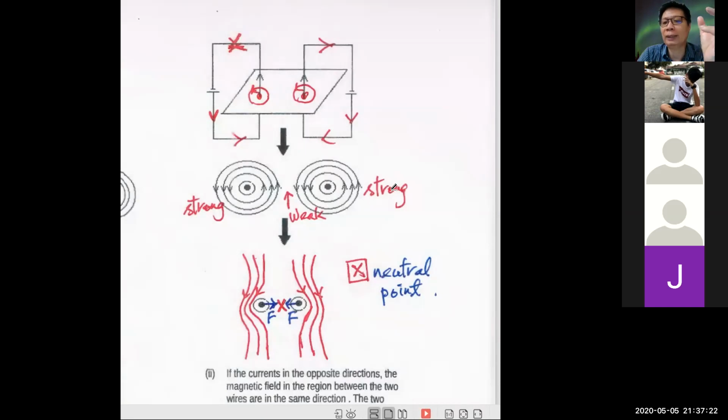So this one is common sense. If the center is weak, then this side becomes strong and this side becomes strong. Understand? So what happens is, the force will push this one in, push this one in, so the two forces will push in like that.